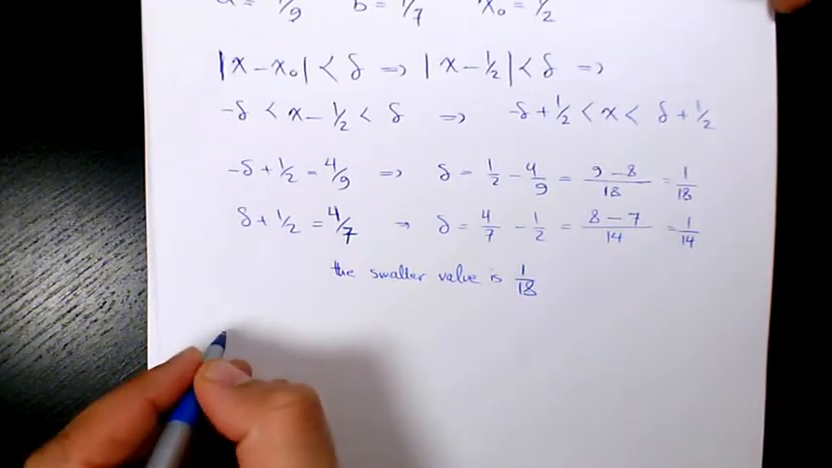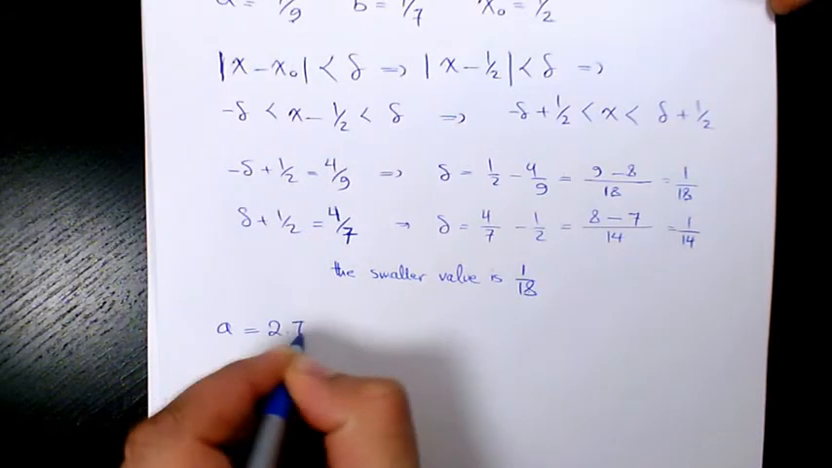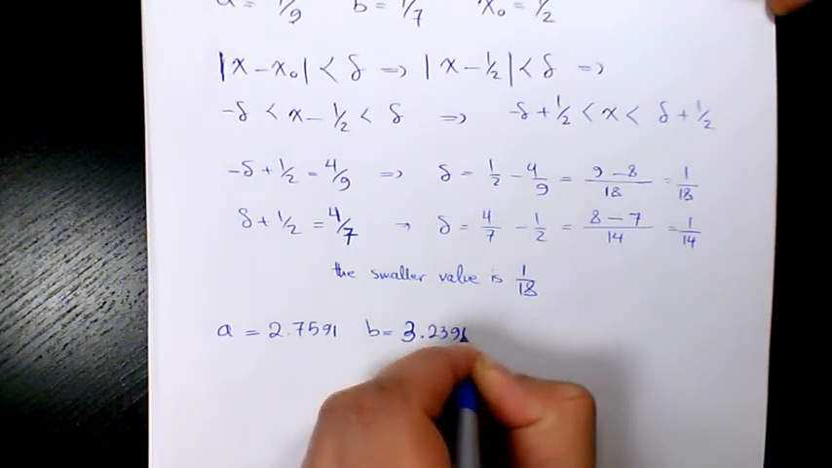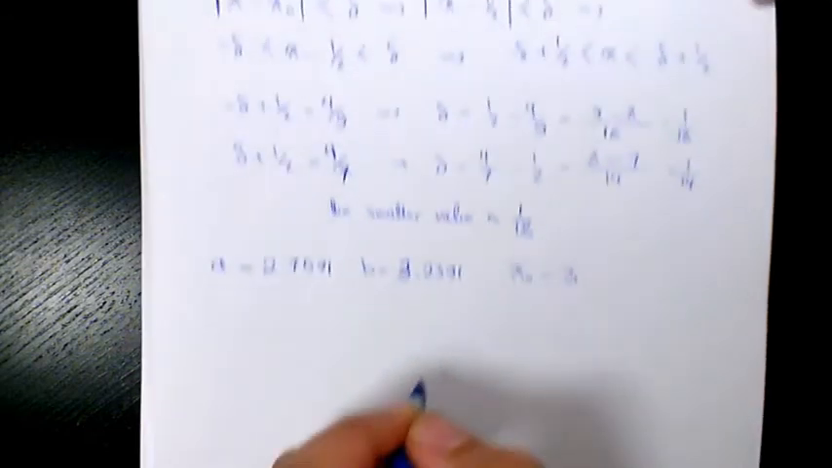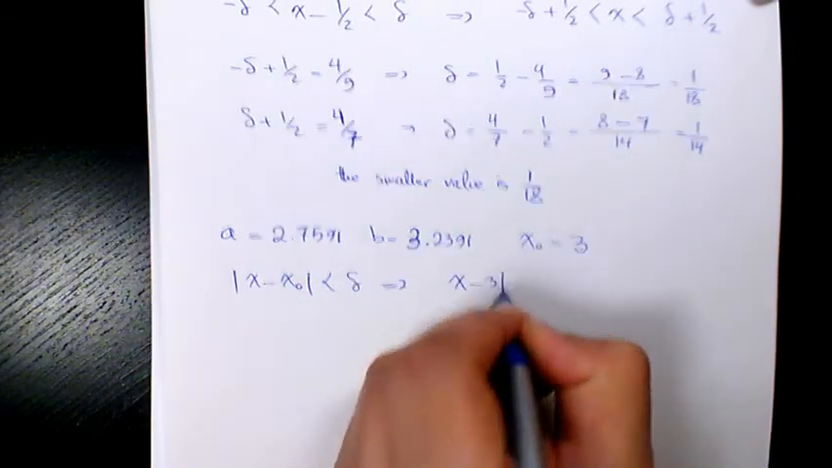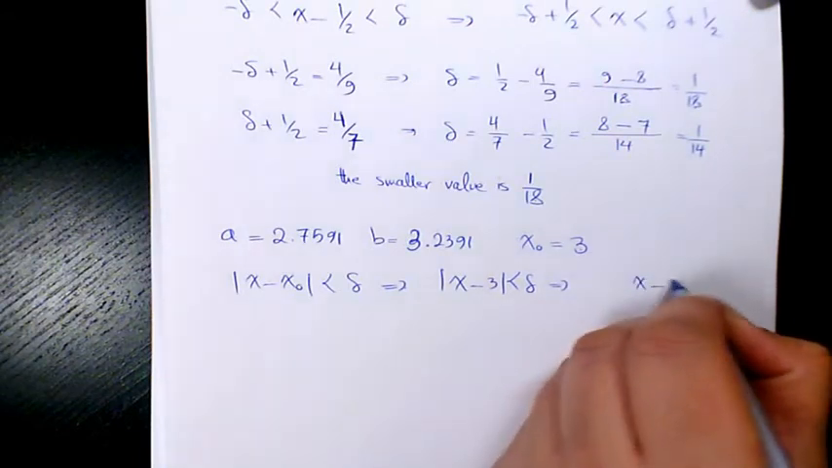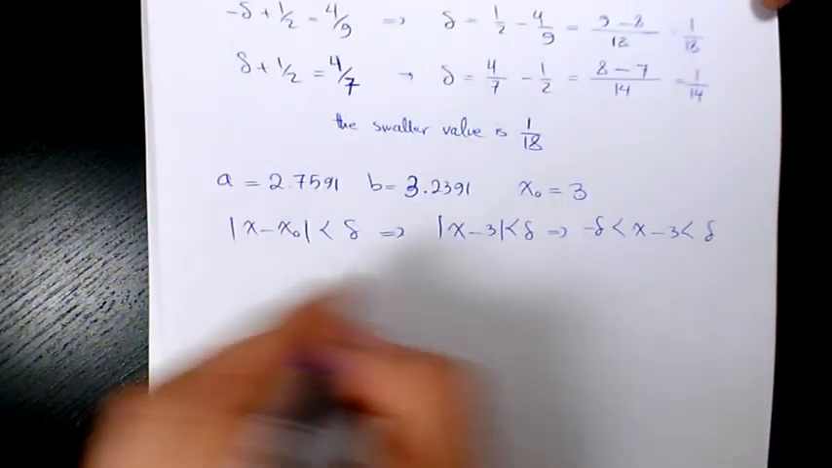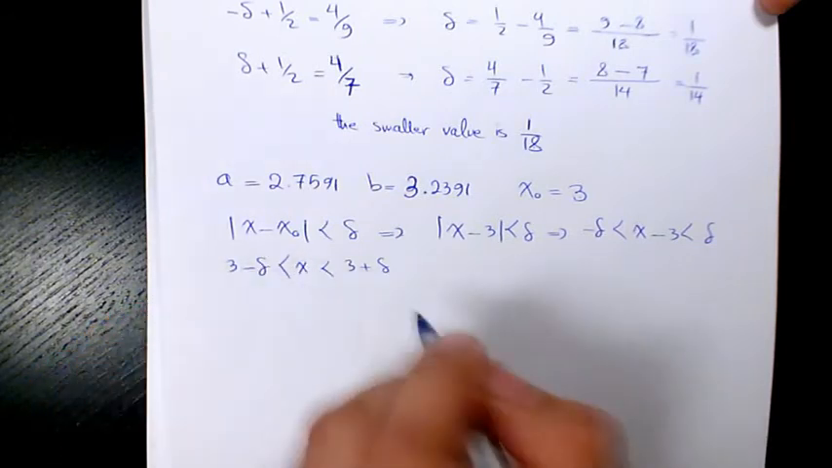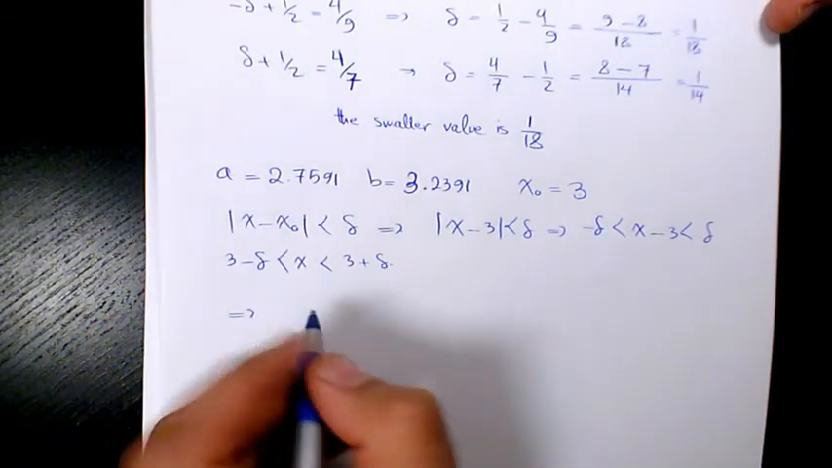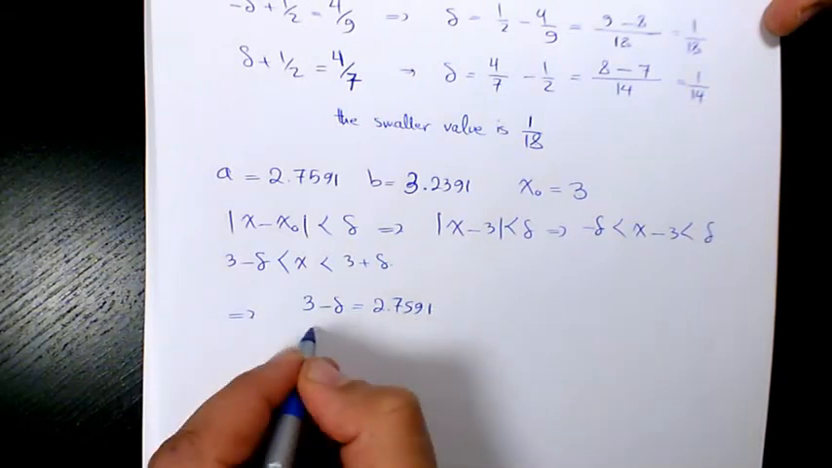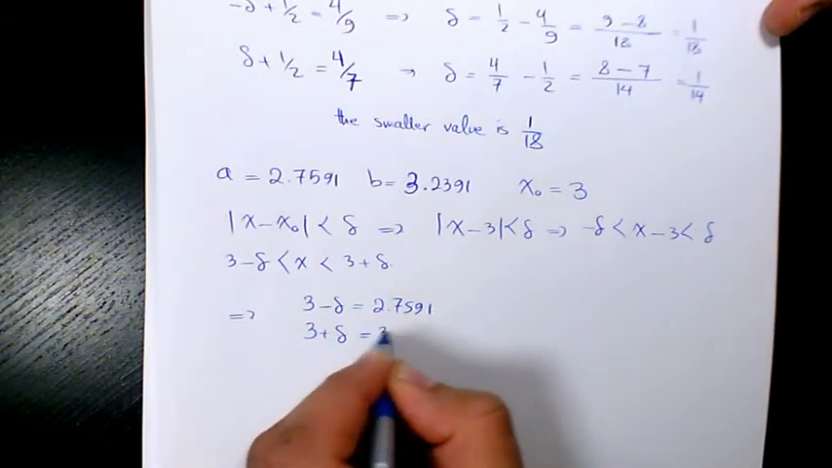Next one is A is 2.7591, B is 3.2391, x naught is 3. So we can say the absolute value of x minus x naught is less than delta. So it's going to be x minus 3 less than delta. So x minus 3 is between negative delta and delta. So x is between 3 minus delta and 3 plus delta. You have 3 minus delta equals 2.7591, and 3 plus delta equals 3.2391.